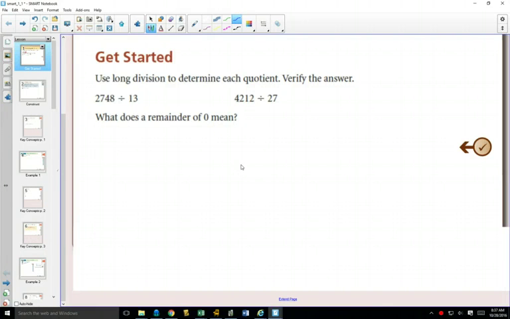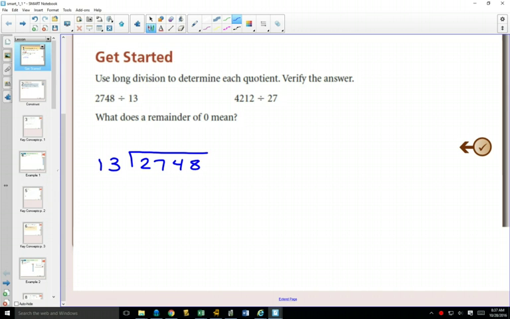So here is a reminder of long division. Do you remember setting it up like this? Now, the idea of long division was that you were going to see if you could divide certain parts of 2,748 by 13 by doing it in smaller amounts rather than doing the big amount all at once.